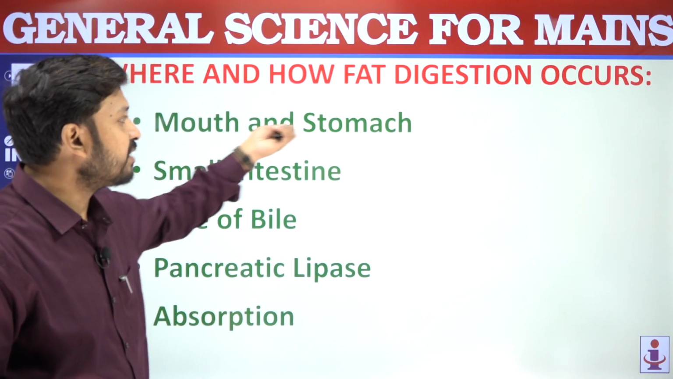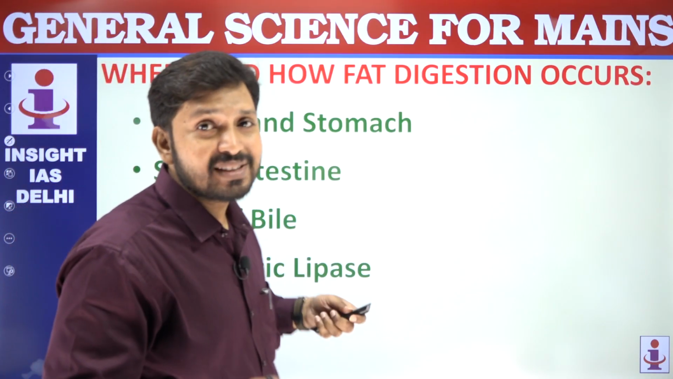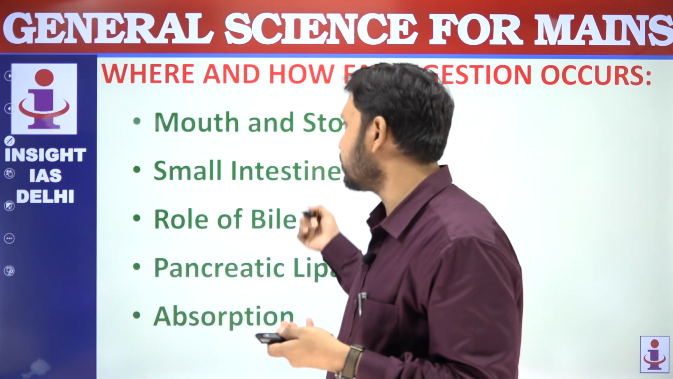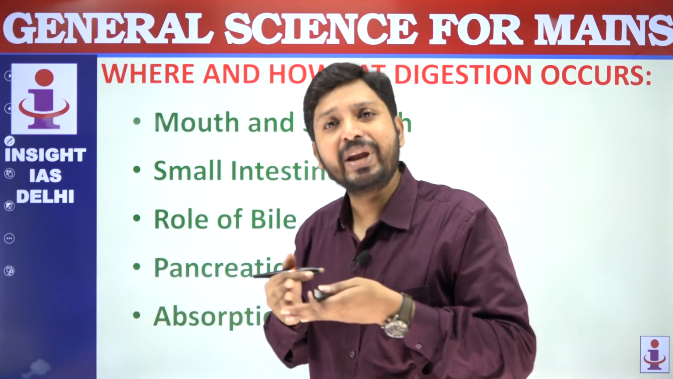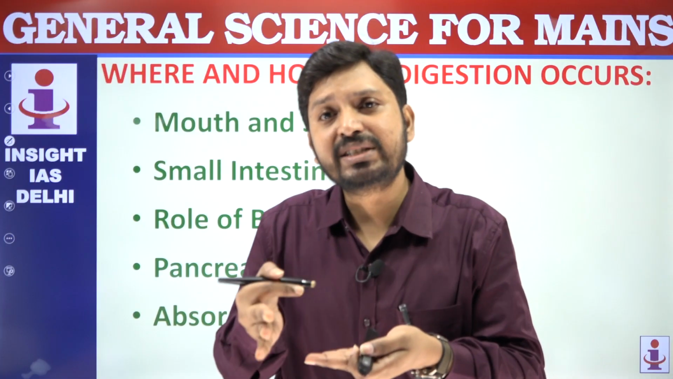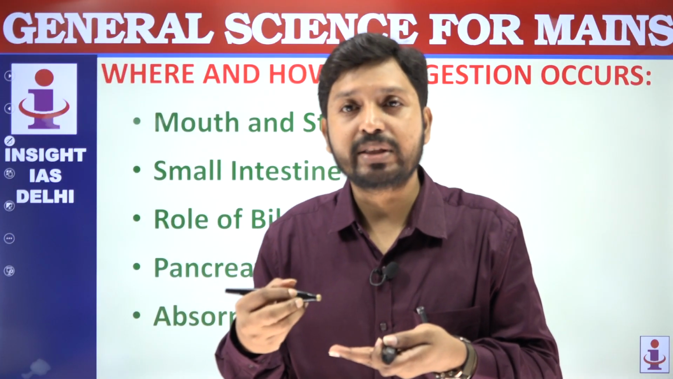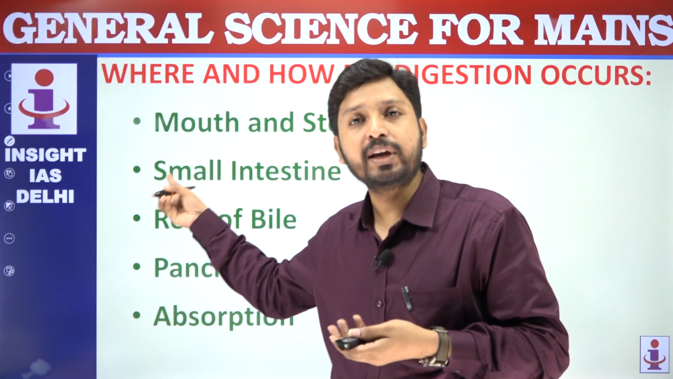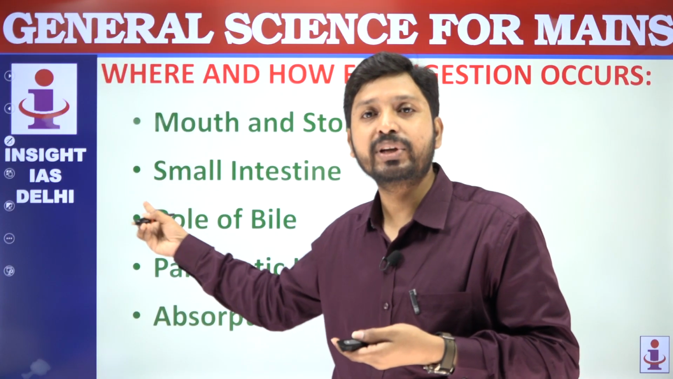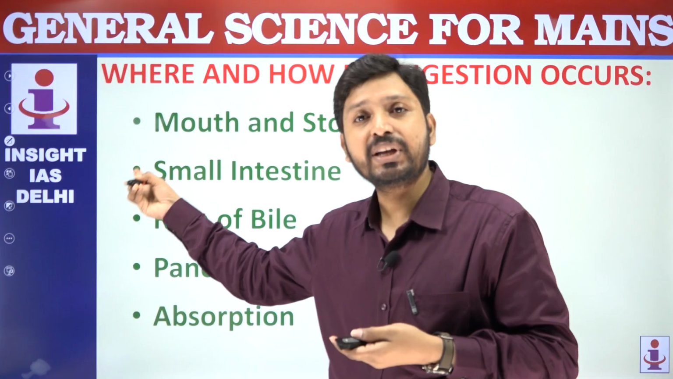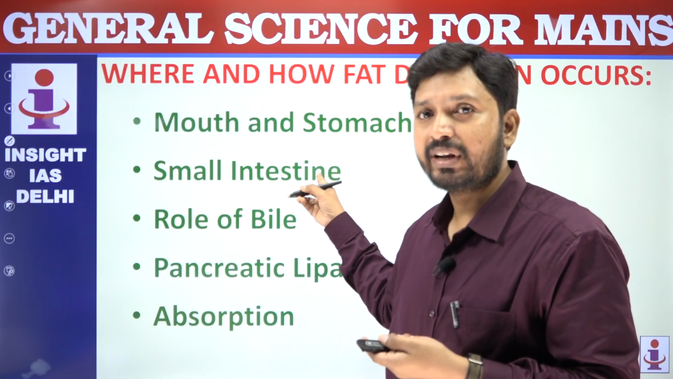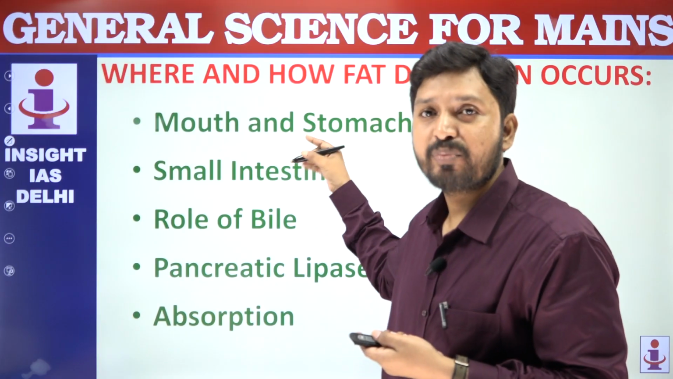First it starts with the mouth and stomach. There are certain enzymes in the mouth and stomach, for example gastric lipase in the stomach, which will try to partially break down the fat that we have consumed. Once it enters the small intestine, the majority of our fat digestion takes place there, especially in the duodenum of the small intestine, where a major portion is digested.